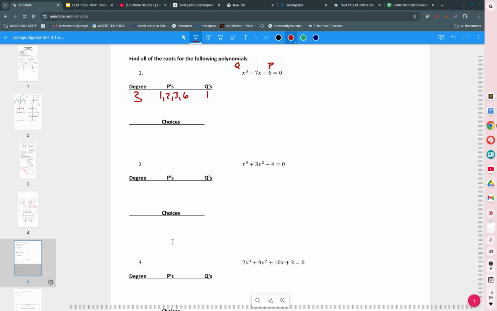So the actual choices for solutions are any of the p's divided by the q's. So 1 divided by 1 is 1. 2 divided by 1 is 2. 3 divided by 1 is 3. And 6 divided by 1 is 6. Good. There's where I'm at. So out of all the numbers that are in existence, which is infinite, right? We have narrowed the entire infinite number list down to just 8. That's pretty good, isn't it?